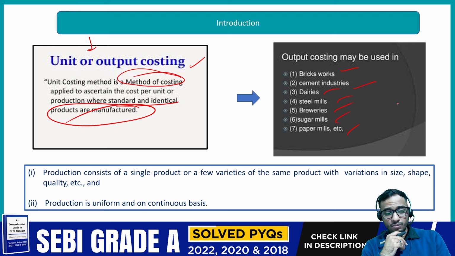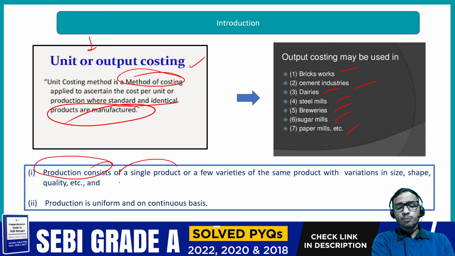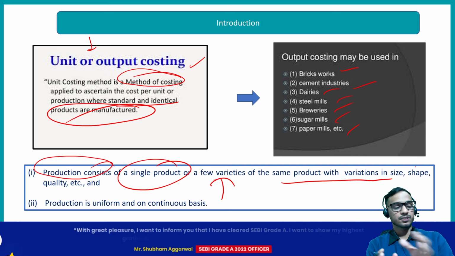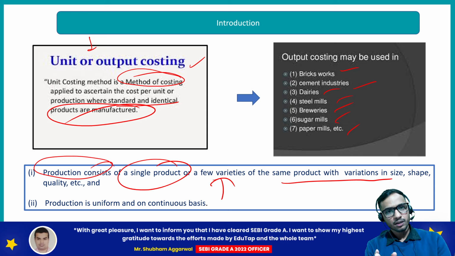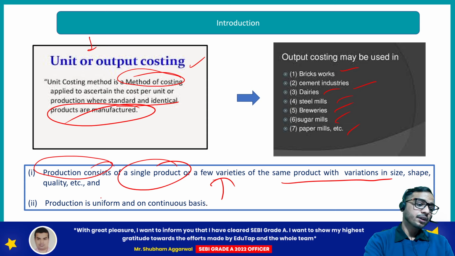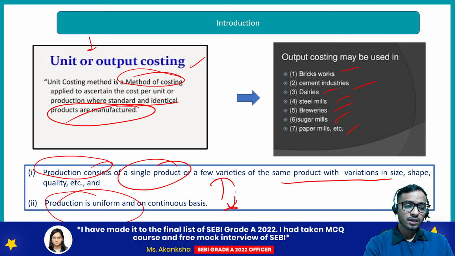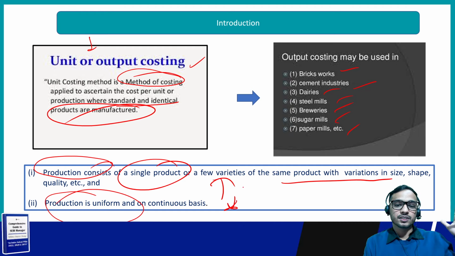Now, production consists of what? Single product or a few varieties of the same product with variation in size, shape, and quality, etc. But they are in continuous mode. Product is uniform, or we can say production is uniform. This is very important, and on the continuous basis, right?